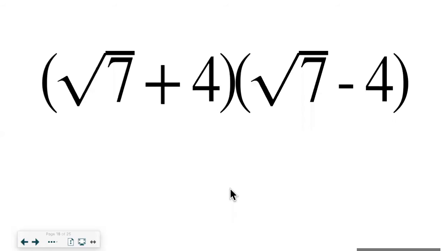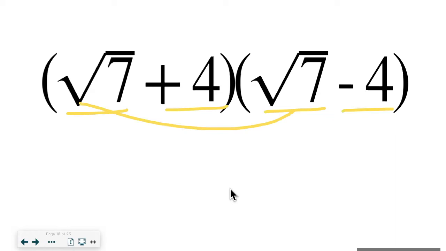So now, rather than squaring the binomial, we're looking at the difference of squares. And again, if you remember, difference of squares is when we have the same first term, and then we have opposite second terms. So what's the pattern here? Well, let's multiply it out and see if we remember.